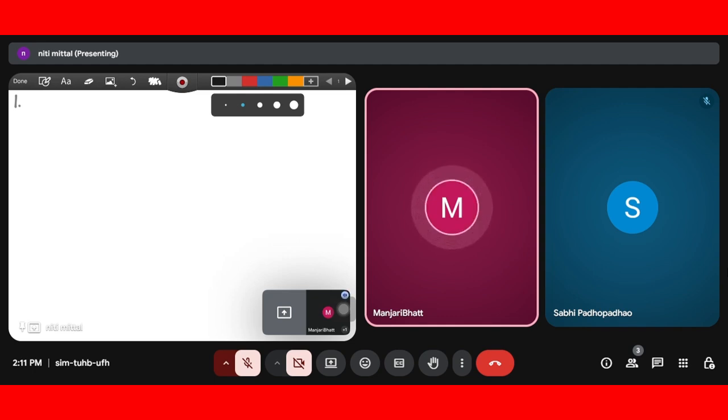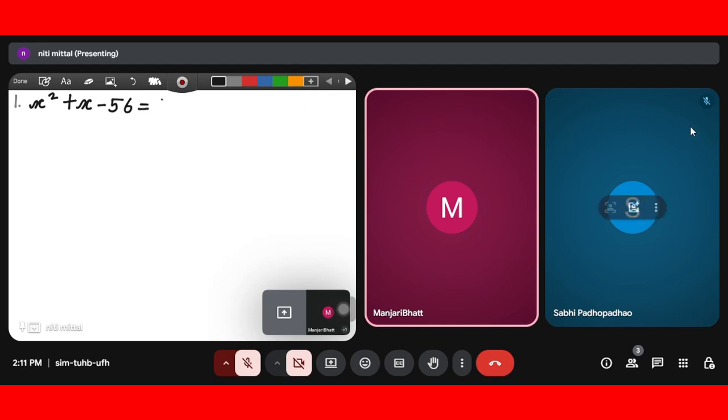Right? x square plus x minus 56 equals to 0. Yes, you can solve this.